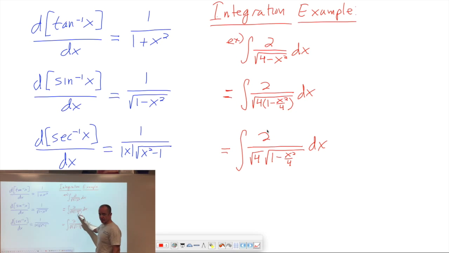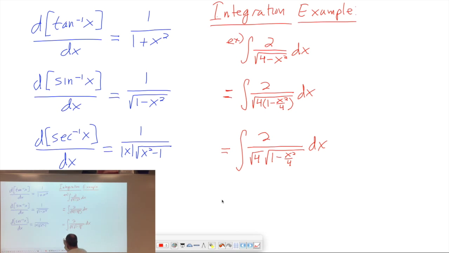Okay, now this is starting to look like my arc sine, inverse sine derivative. That's the whole point of anti-deriving. You try to make it look like the derivative of something. And I factored the 4 out. And now, since I just have multiplication between the 4 and the quantity 1 minus x squared over 4, I can split it into two radicals.